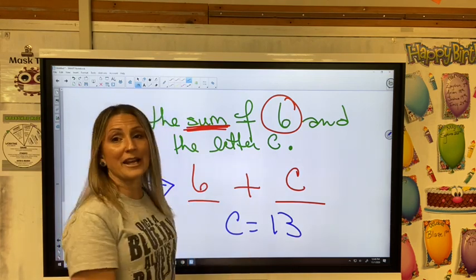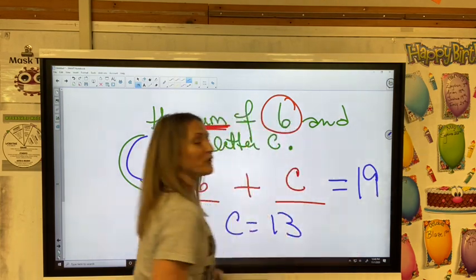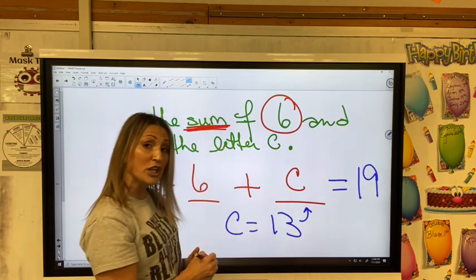Well, now that I know the variable, I can then answer it, sixth graders, and I know the answer is 19 because I would use the substitution method.